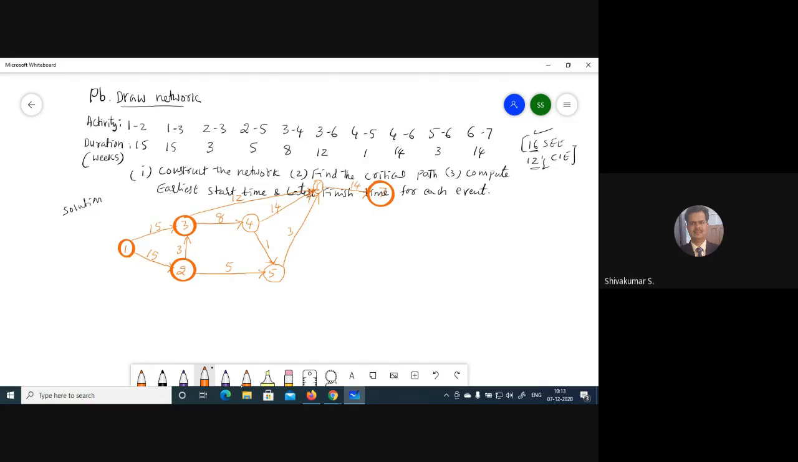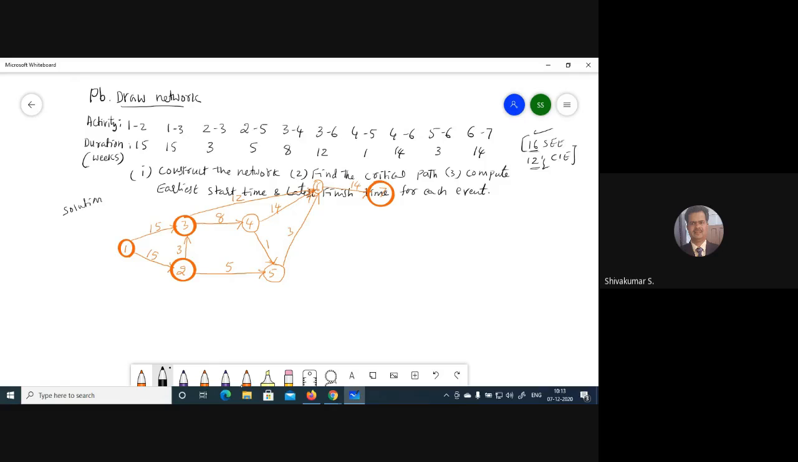Have you understood, or do you want me to write once again? Have you understood? Yes, I understood, sir. Yeah, okay. It's very easy in fact. Only based upon the relation given, you can just keep on writing it. That's it. Okay. Now, this is a network done based upon the relation given here.